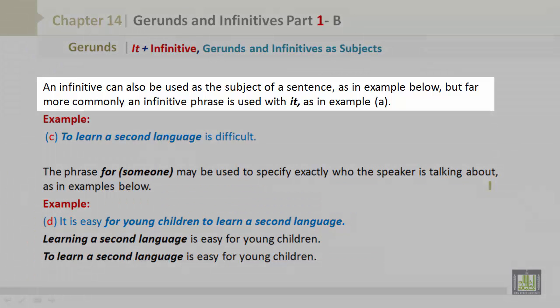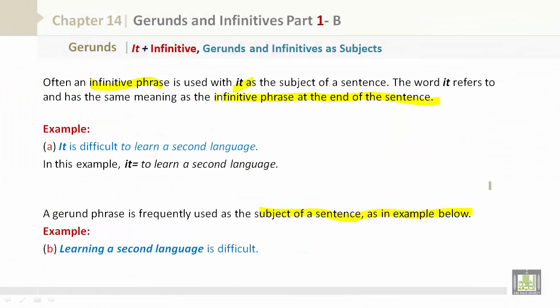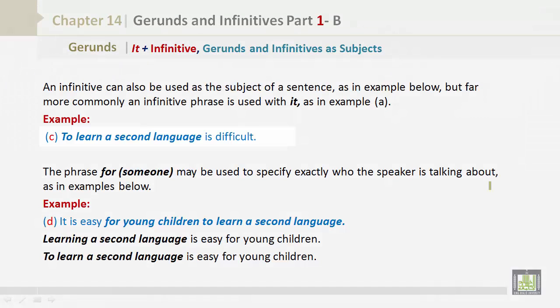An infinitive can also be used as the subject of a sentence, as in the examples below. But far more commonly, an infinitive phrase is used with it, as in example A on the previous page. It is difficult to learn a second language. Now, let's look at example C. To learn a second language is difficult.